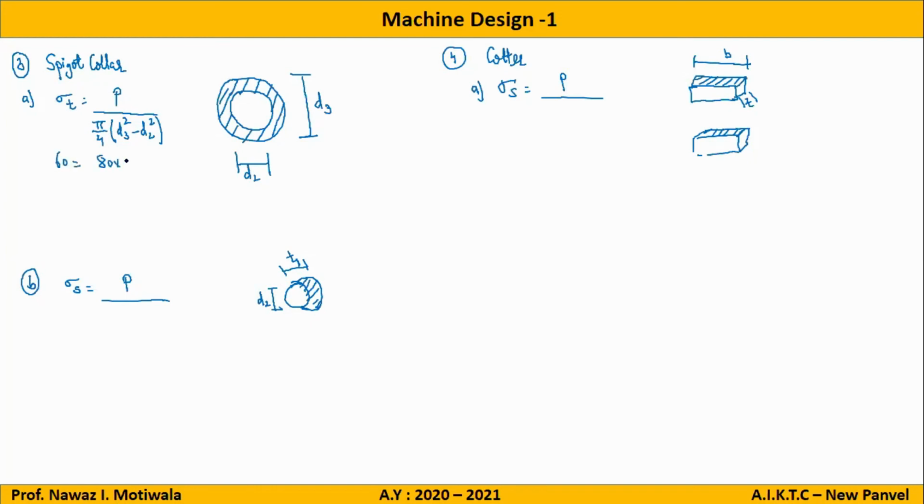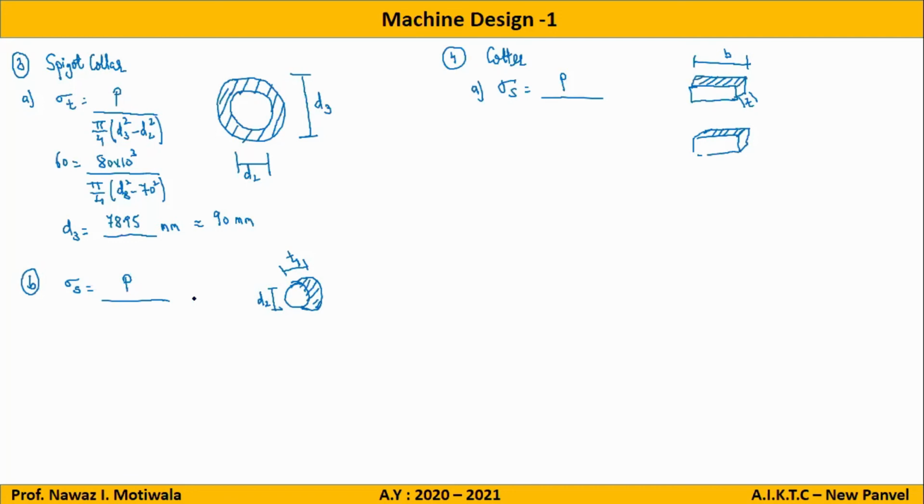Okay. What is pi by 4? Pi by 4 is pi by 4. d3 is not known. d3 square minus d2 square, and d2 we have taken as 70. Correct? Yes, sir. And what is the answer? We will get a quadratic equation. 78.95. So let us approximate it to how much? 90. Yes, sir.